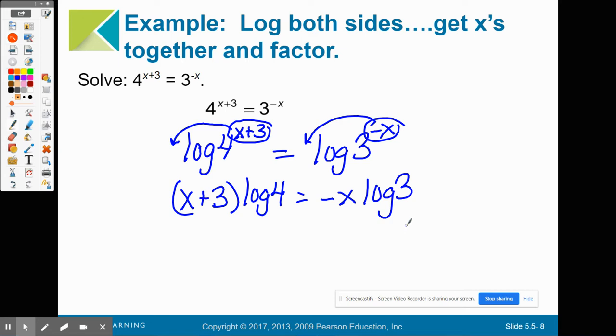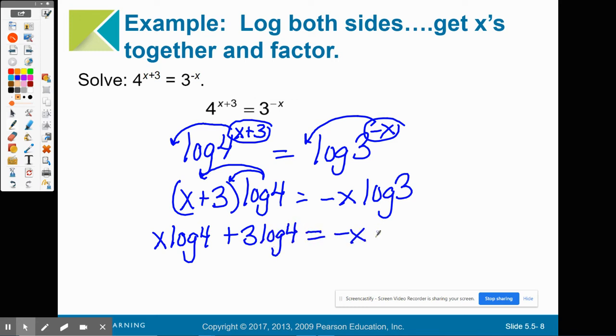Well, let's get my x's together, and we are going to end up factoring here. So I have, let's go ahead and distribute this. x log 4 plus 3 log 4 equals negative x log 3.